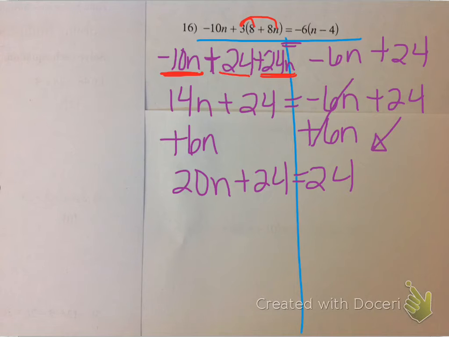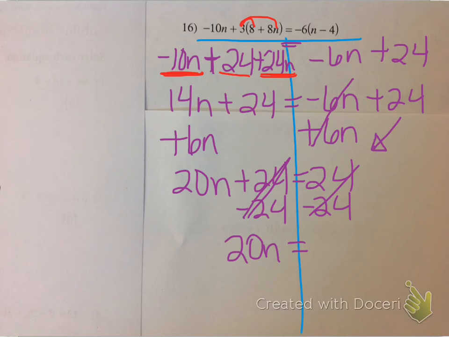Okay, now let's figure out how we can move over this 24. Okay, we're just going to do the opposite, which is subtract 24. If you do it from one side, you got to do it to the other side. Okay, that is going to give us 0 right here, so we just have a 20n left over, which equals also 0 on this side right here.